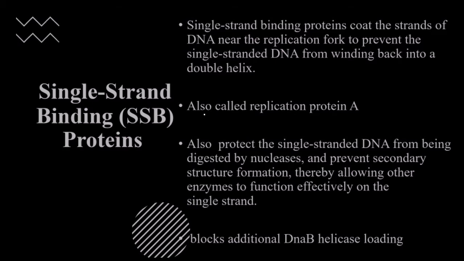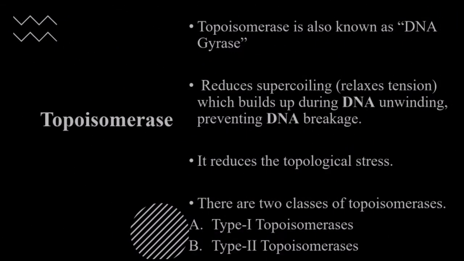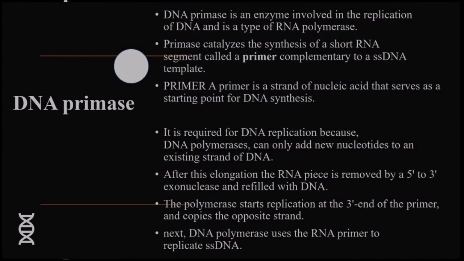Topoisomerase. This is yet another enzyme which is involved in DNA replication. Topoisomerase is also known as DNA gyrase. It reduces the supercoiling and relaxes the tension that is built up during the DNA unwinding, and this enzyme prevents DNA breakage. It also reduces the topological stress. There are two classes of topoisomerases, type 1 topoisomerase and type 2 topoisomerase.